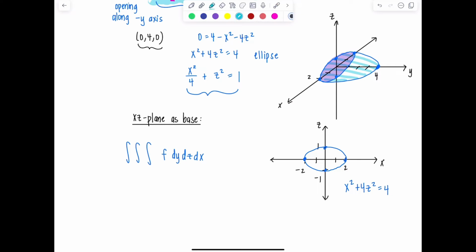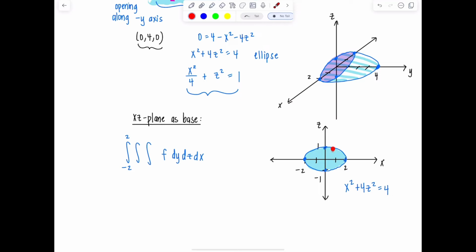So let's look here at the ellipse. In the x direction, what is bounding this base region? The bounds are going to go from -2 to 2. So those are the limits of integration here. Now the next integral we're going to do is with respect to z.